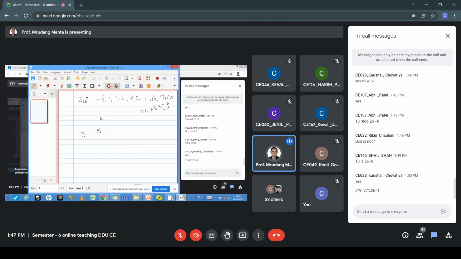Yes, 3 into 9 is 27, and its mod with 26 is 1, right? So 3 and 9 are multiplicative inverses. So when we perform encryption, if we take 3 as a key, then at decryption we have to use 9. That is what we have to remember.